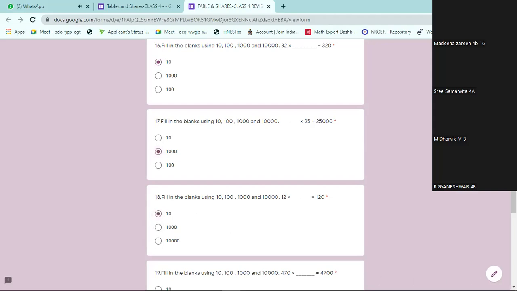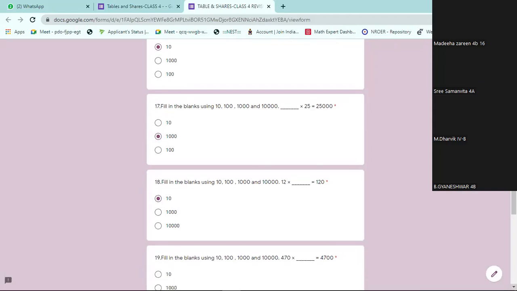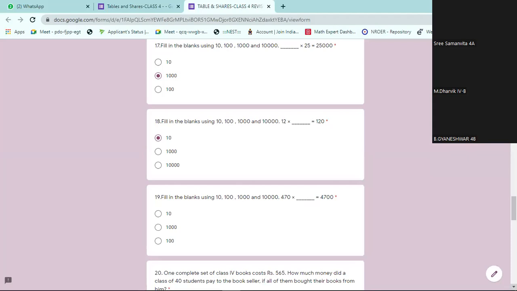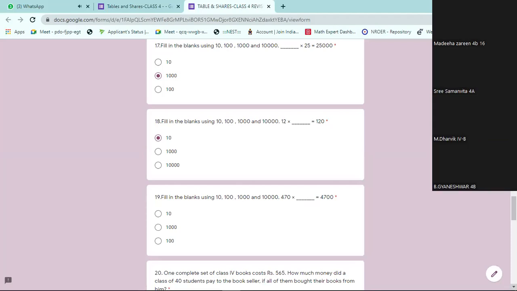Sir, 19th one. Wait, we are still in 18th question. Okay, sir. 470 into something, 4,700. What we have? 470. What we are getting? 4,700. What is the difference? 1 0. Extra 1 0 you are getting. So multiply with 10 only. Extra 1 0 means 10. Extra 2 zeros means 100. Extra 3 zeros means 1000. That is the logic.